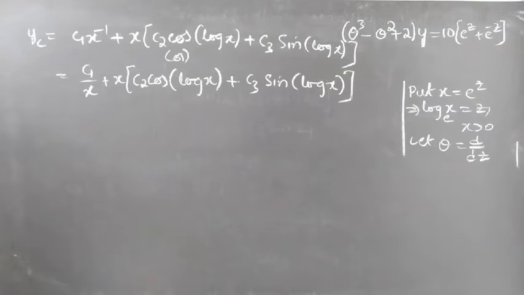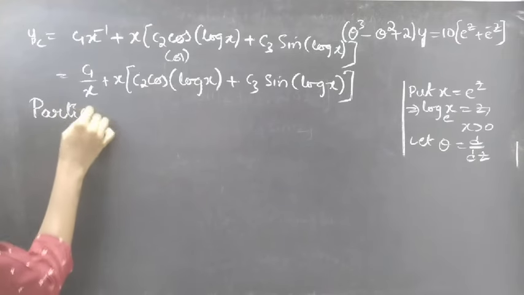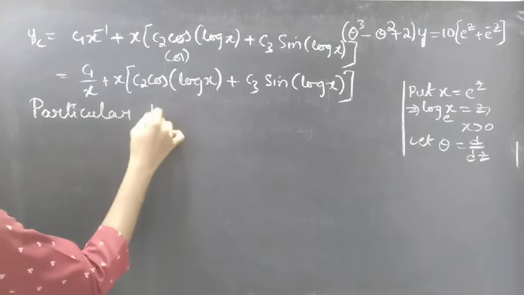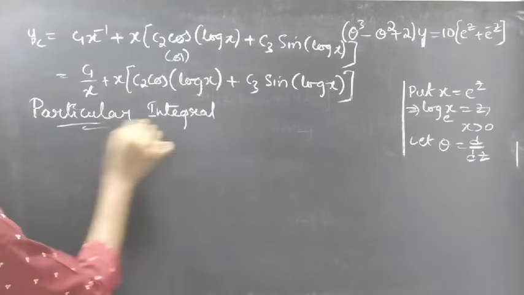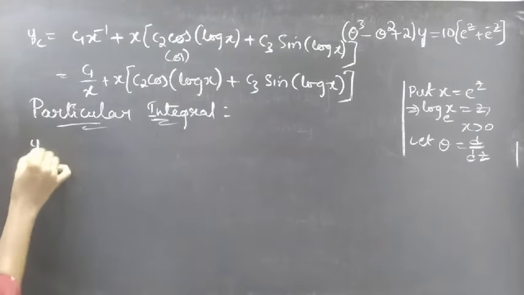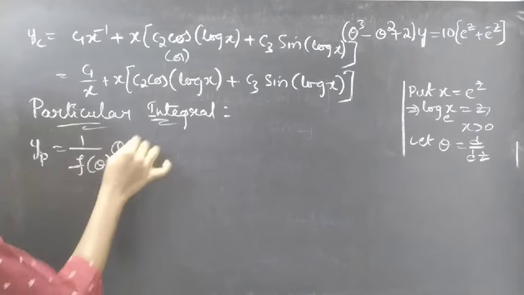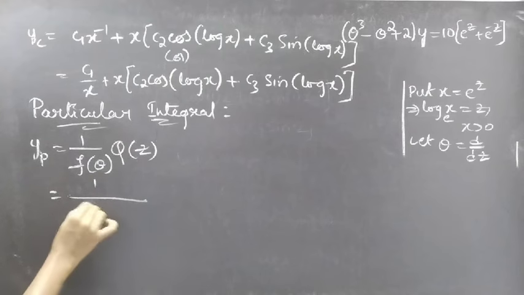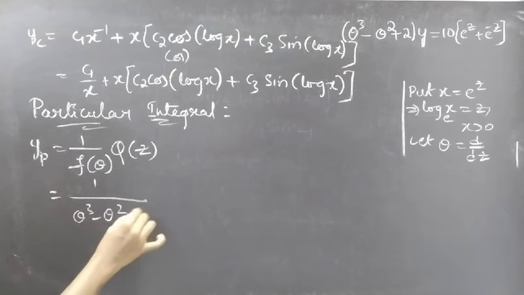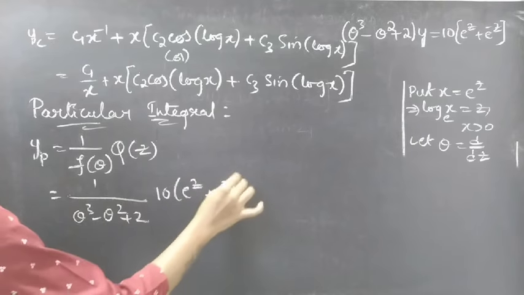So we need to find yp now, the particular integral. We'll find yp using 1 by f of theta into q of z. We have f of theta and q of z, right? Where f of theta is theta cube minus theta square plus 2 and q of z is 10 times e power z plus e power minus z.